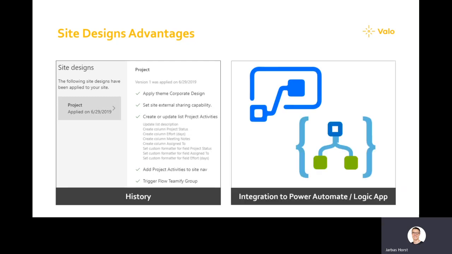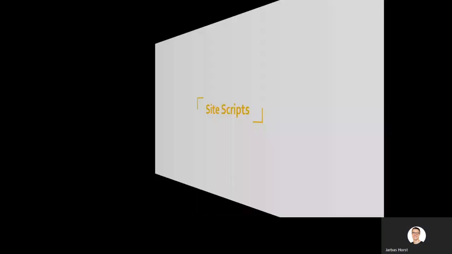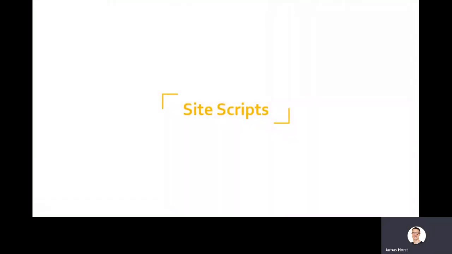We also have the integration to Power Automate and Logic App. It means that without complex configuration, I can trigger a flow or logic app from a site design. All right. In the next slides, I will give you an overview about site scripts. Then I'll show you pitfalls that you might have when creating site scripts.